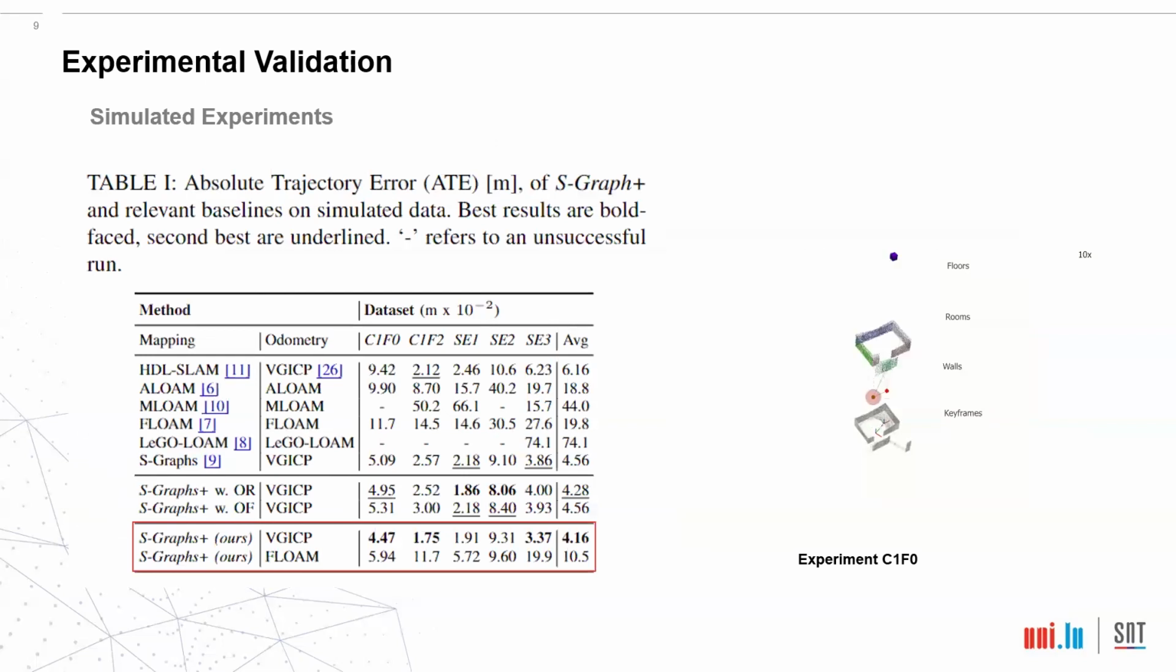We validated S-Graph Plus on different simulated, real in-house, and real standard datasets, comparing it with several state-of-the-art LiDAR SLAM-based approaches. In simulated experiments, we utilized 3D LiDAR odometry and tested it against 2 odometry methods, that is VG-ICP and FLOM, where you can see from Table 1 that ours with VG-ICP odometry provides the best average accuracy in terms of ATE when compared with the ground truth.